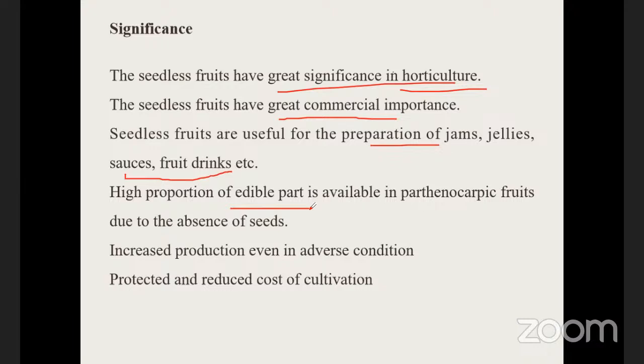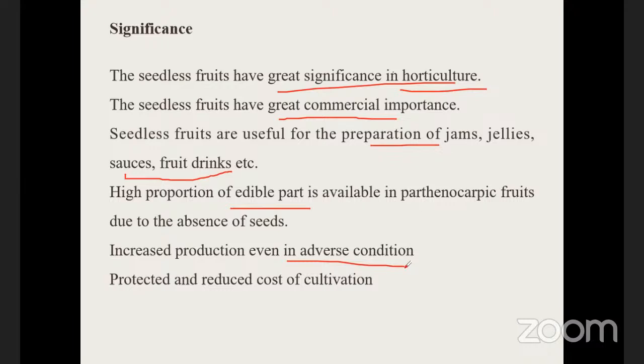Increased production even in adverse conditions. Even in adverse conditions it increases the production. Why? There is no need of fertilization. Even in adverse environmental conditions, low temperature or high temperature or pre-chilling or in heavy fog or heavy smoke time also, this parthenocarpy will happen. There is no loss of fruit formation.